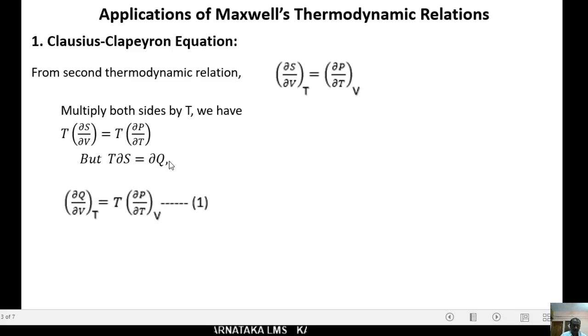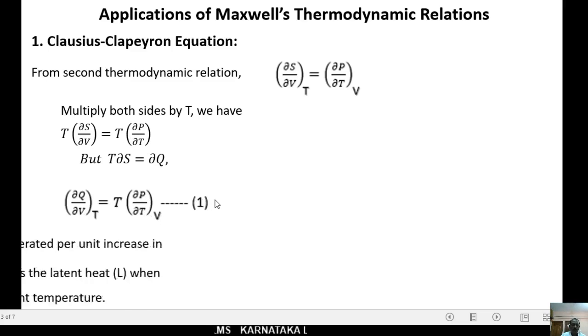Here you just substitute the value for T into dou S in the above equation. T into dou S equals dou Q. Therefore the LHS of this equation, T into dou S, becomes dou Q, and the denominator dou V stays the same. This is equal to, in the RHS the term remains the same, that is T into dou P by dou T, as T and V are the functions. Let it be equation 1.